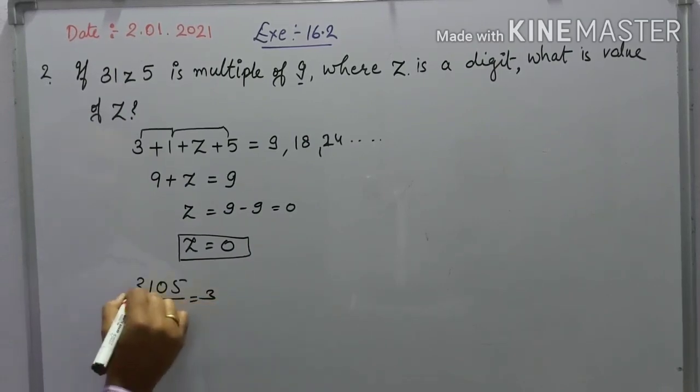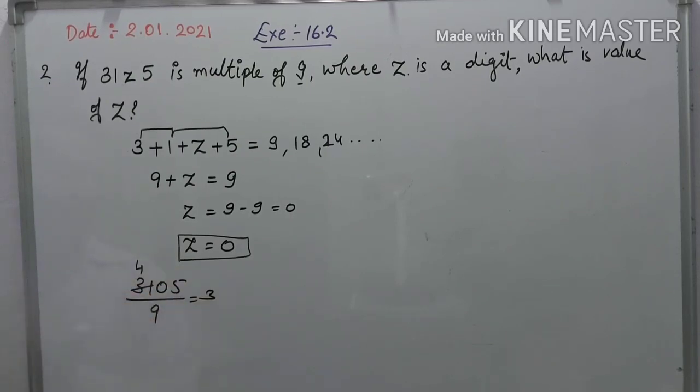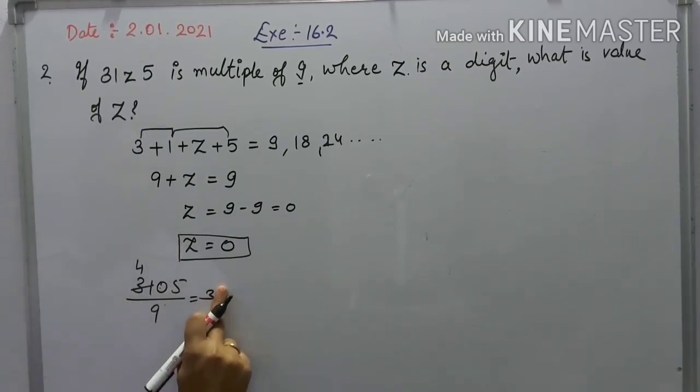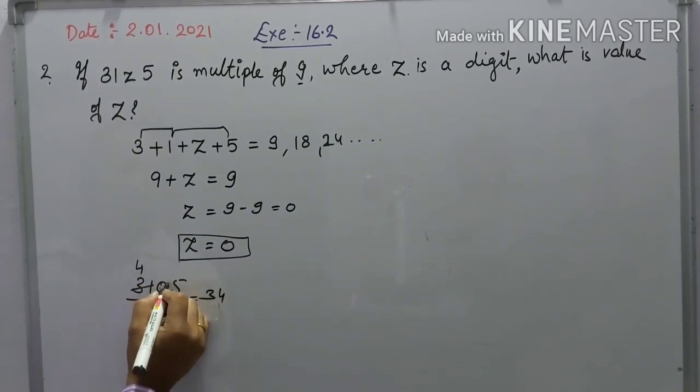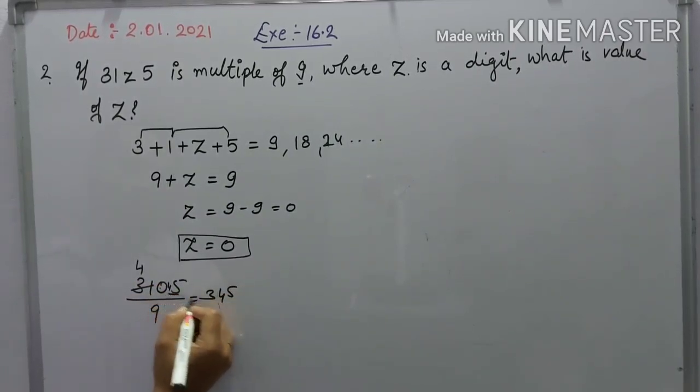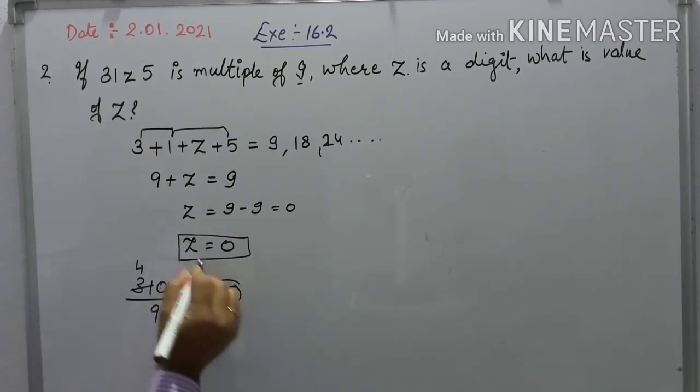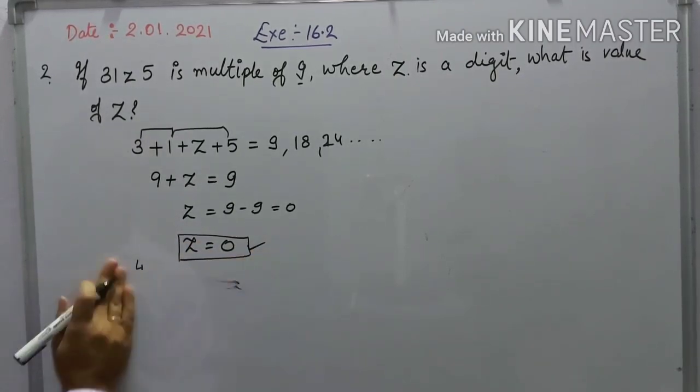9 3s are 27, 27 is divisible, and this is a 40. 9 6s are 54, 9 4s are 36, 36 is divisible, and 9 5s are 45. Okay, so the correct value is z is equal to 0.